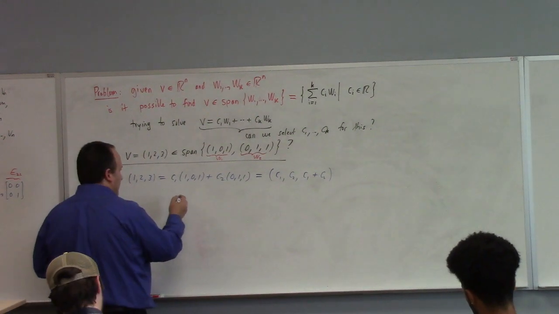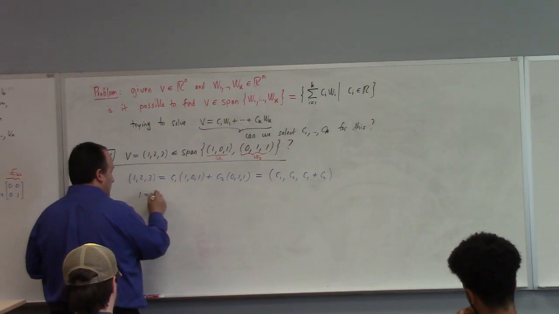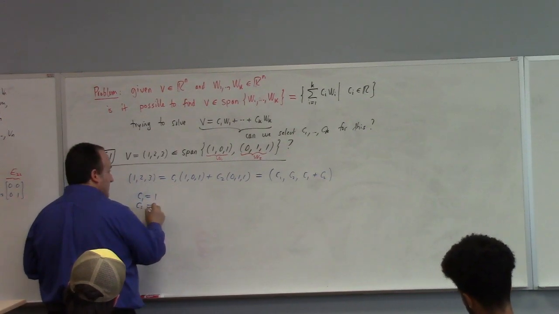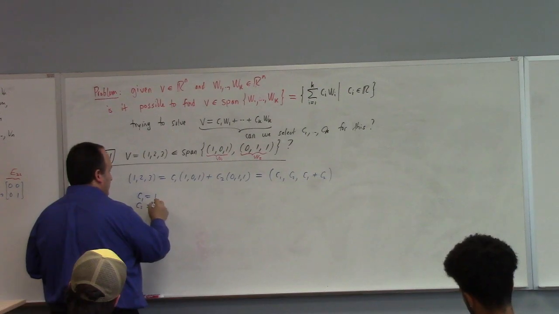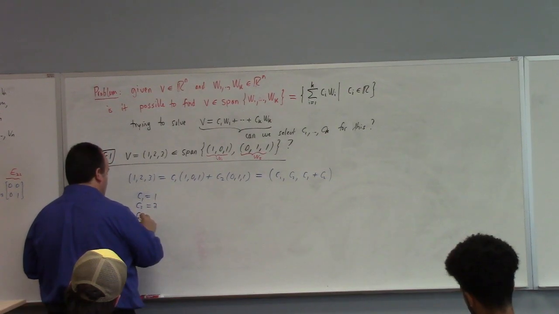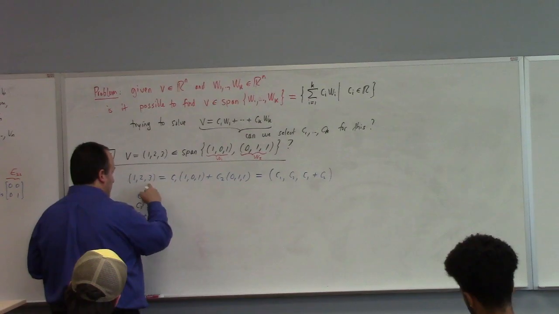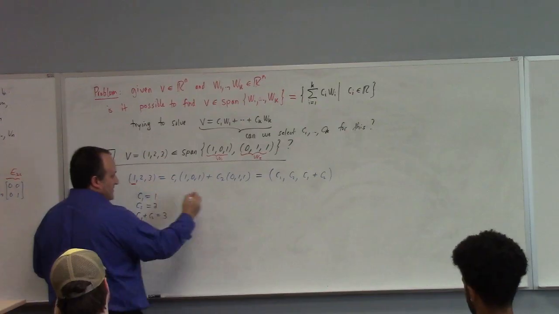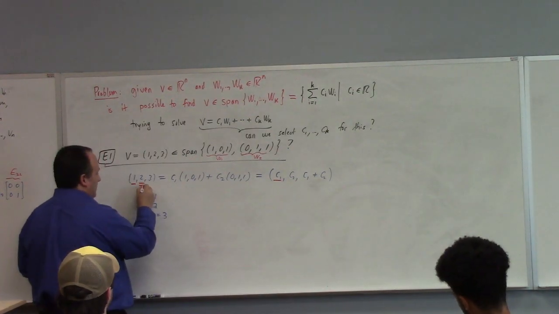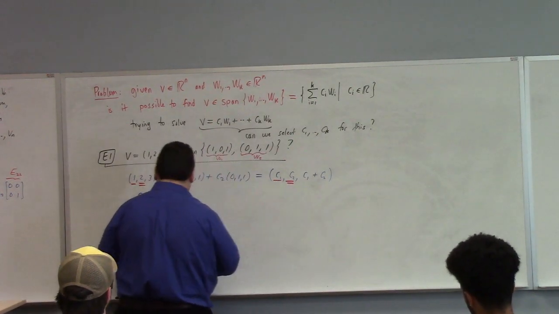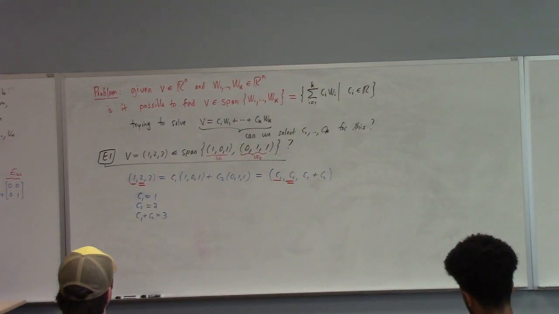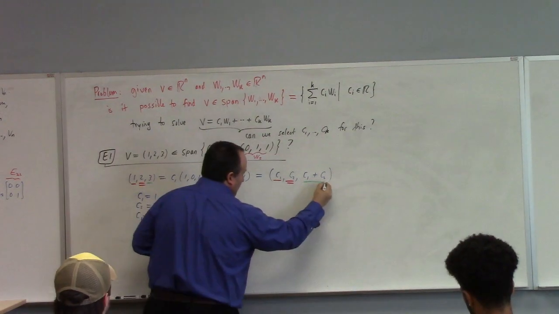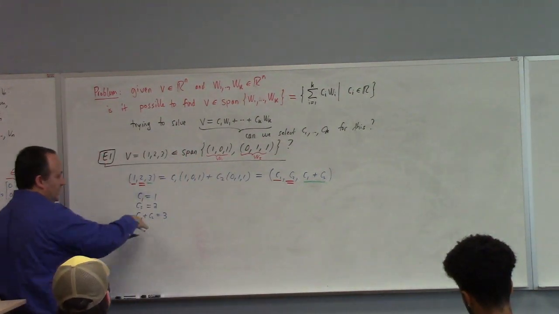So look at what I'm trying to solve. Let me write it the other way around: C1 equals 1, C2 equals 2, and C1 plus C2 equals 3. Where are those equations coming from? The first component has to match the first, the second has to match the second, and of course the third also has to match. That's how we get equality of these vectors. So I need these three equations.